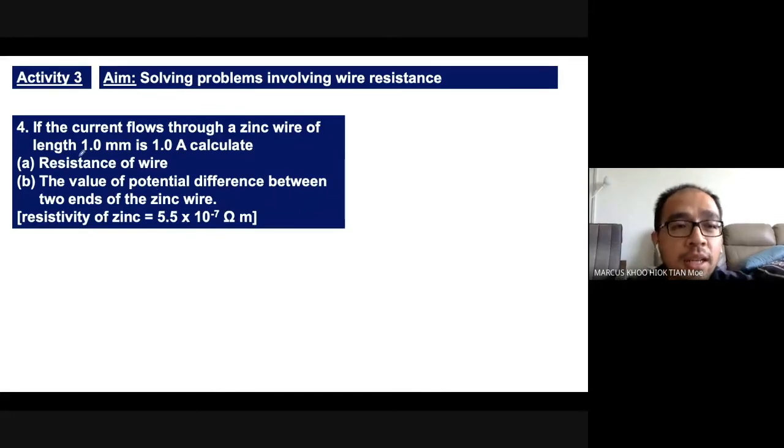But we just try. Okay, current flows through a zinc wire of length 1 millimeter, and it's 1 ampere. Calculate the resistance of the wire. Resistivity is here. The value of the potential difference is voltage. So you are thinking of V equals IR. Okay, V equals I times R formula. You already have the current. You find the resistance from question A, you should be able to get question B. Okay, give this a try.